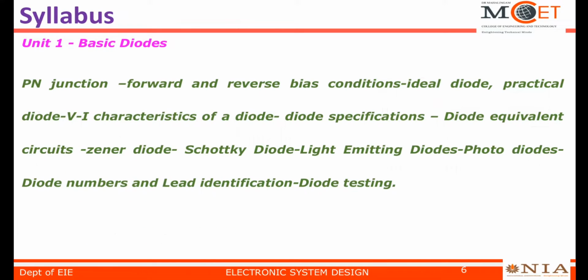Then, we start with the course syllabus. This answers your question, like, what is all the content we are going to study in each unit? In the first unit, we are going to discuss the basic diodes, that is, we start with PN junction diodes and their conditions of operation, that is forward and reverse bias conditions.